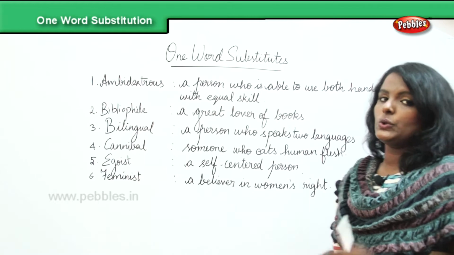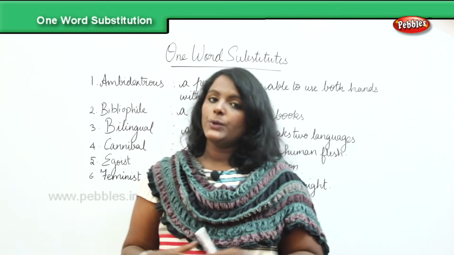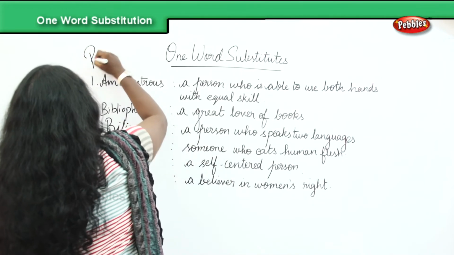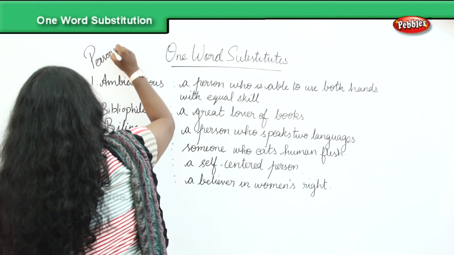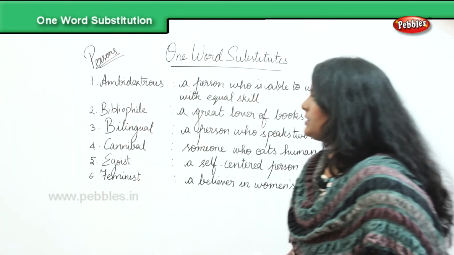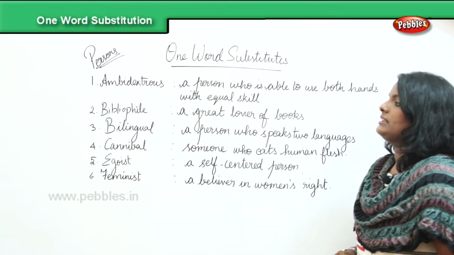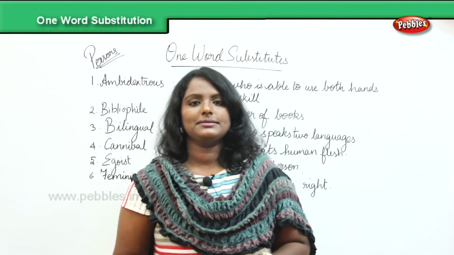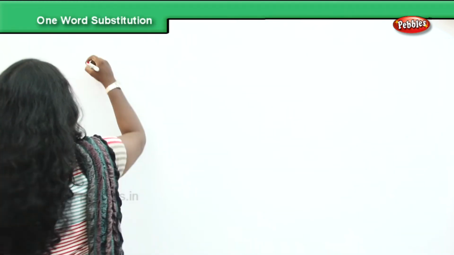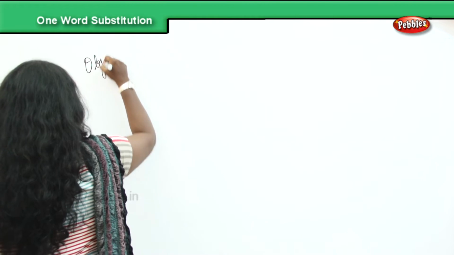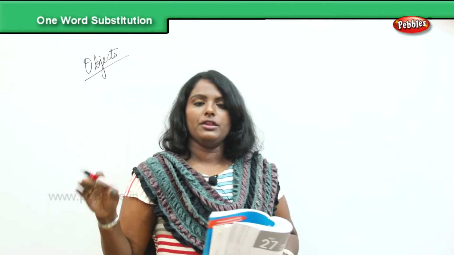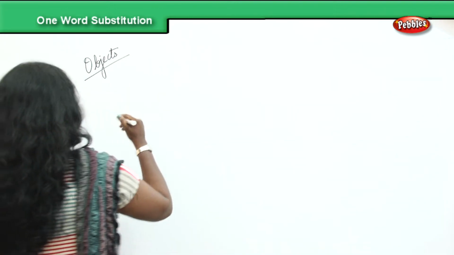So here I have given you 6 examples of one-word substitutes with reference to persons. These words are subjected to persons. Ambidextrous, bibliophile, bilingual, cannibal, egoist, and feminist. Let's move on to another set of words related to objects. Initially, we had seen words related to persons. Now we will see words related to objects.